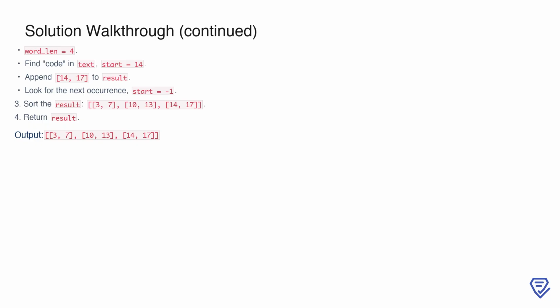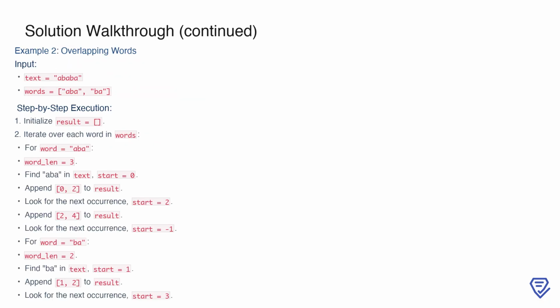At this point, the result list contains the pairs [3, 7], [10, 13], [14, 17]. To ensure the pairs are sorted in ascending order, we sort the result list, though in this example it's already sorted. Finally, we return the sorted result, which is [3, 7], [10, 13], [14, 17]. This output represents all the index pairs where the words appear in the text.